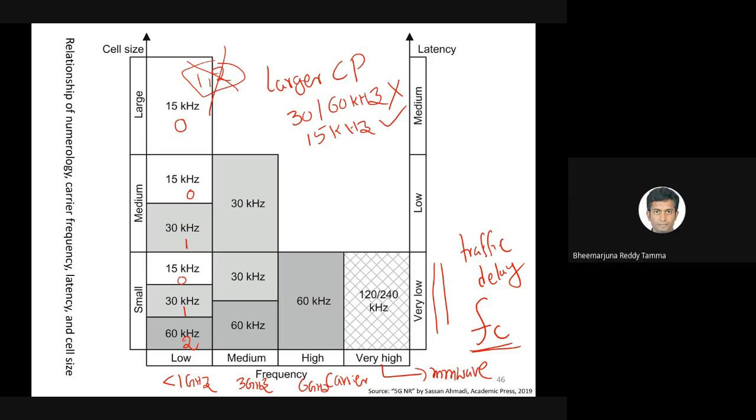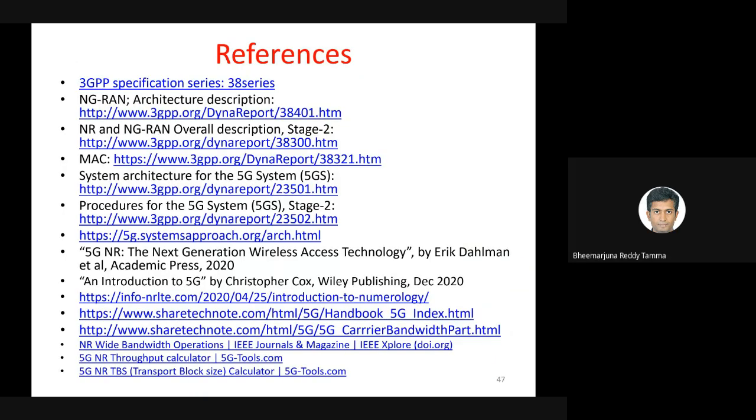Okay, I'm done from my side, and these are the references that you have. Apart from the textbooks, I was also giving you the links related to the ShareTechNote that some of you mentioned yesterday. And there's one article from IEEE Xplore on NR bandwidth configurations and operations. You can go through it. And the last 2 things are related to calculating the transport block size and the throughput as a function of numerology, number of MIMO layers, the coding rate and other things. So you can try playing with them to appreciate how things vary.